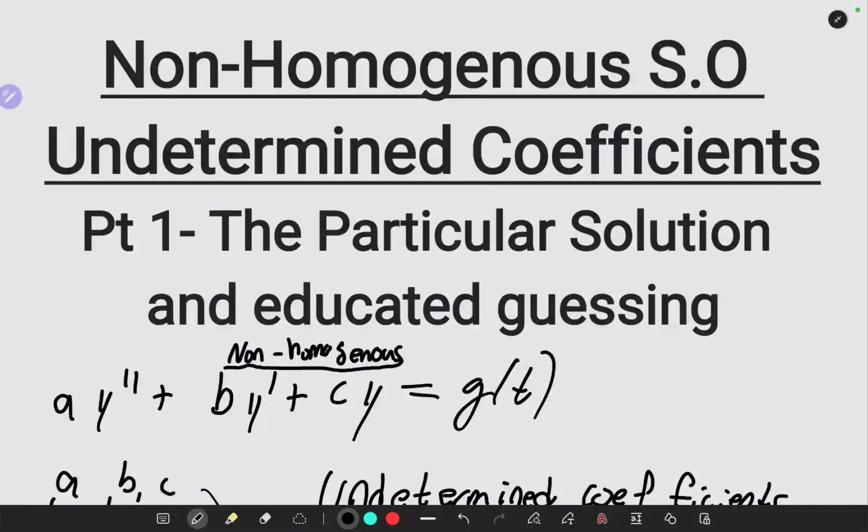Alright, so in this video, we're going to take a first look at our first non-homogeneous second-order equation, where instead of having a 0 on the right side of our equation, we have some function, otherwise known as some g of t. The first method of solving a non-homogeneous ordinary differential equation is called undetermined coefficients. In this video, I'm going to detail how to start undetermined coefficients and then set up the particular solution using educated guessing.